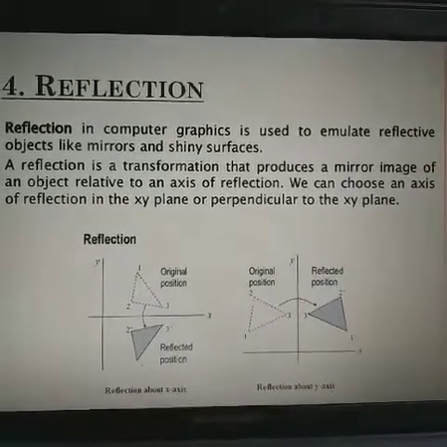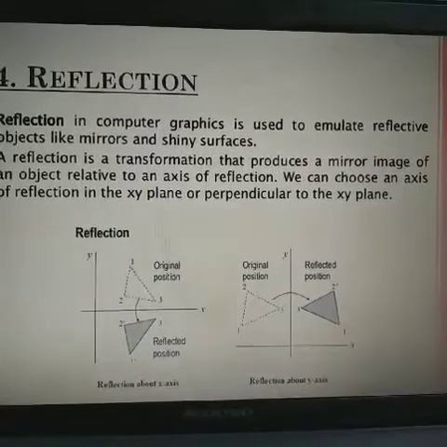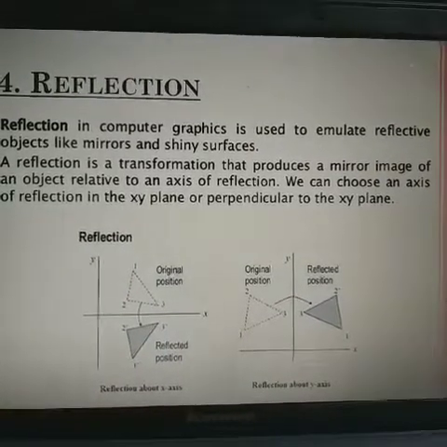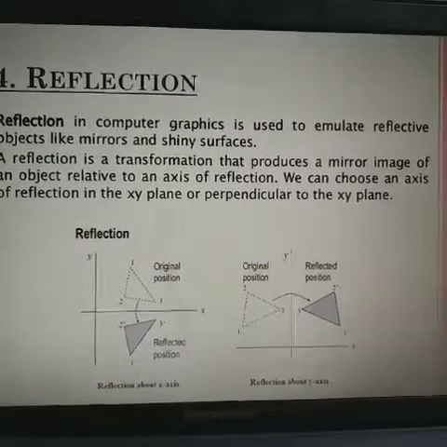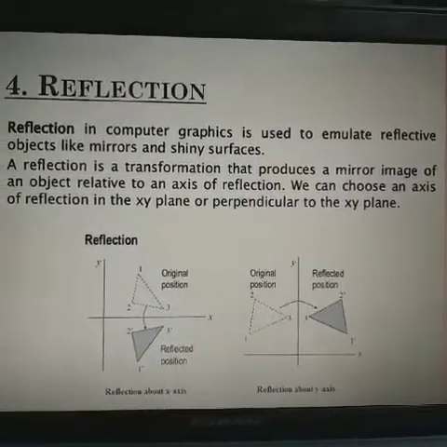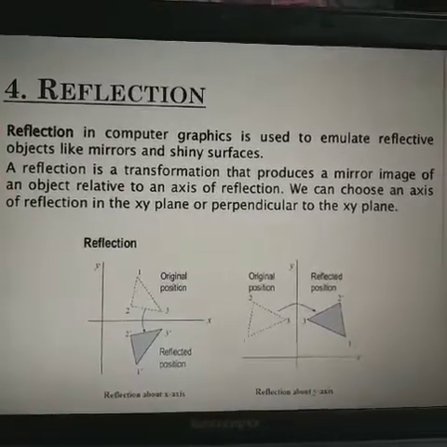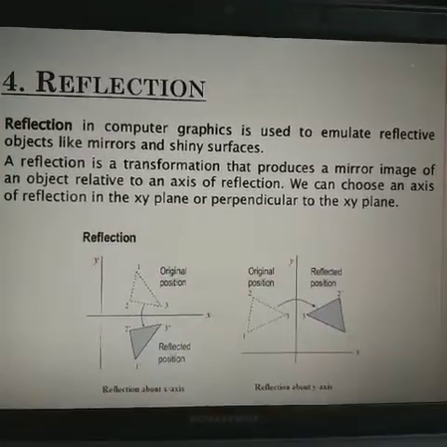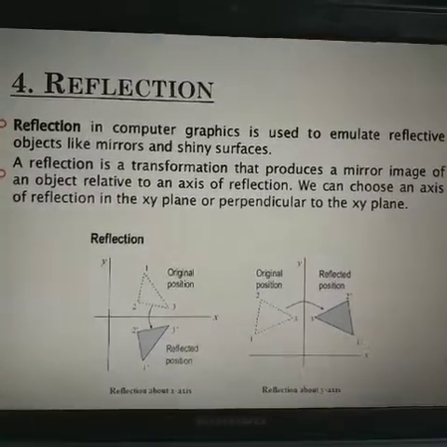अगर आप मिरर में कोई भी अपनी इमेज देखते हो, then that is the opposite of either the x axis or the y axis. डायरेक्शन अपोजिट होती है, लेफ्ट और राइट का अपोजिट होता है. So reflection in computer graphics is used to emulate reflective objects like mirrors and shiny surfaces.